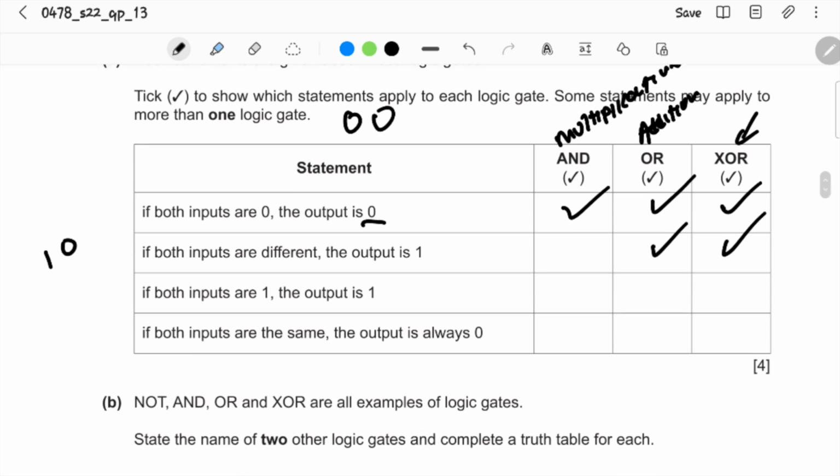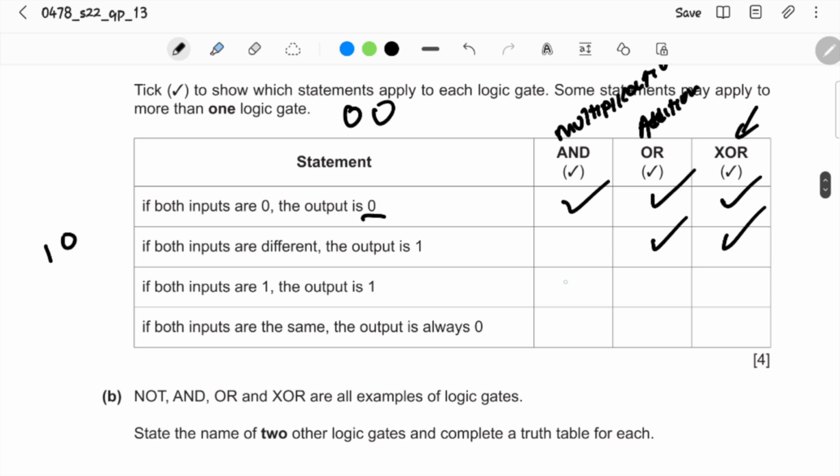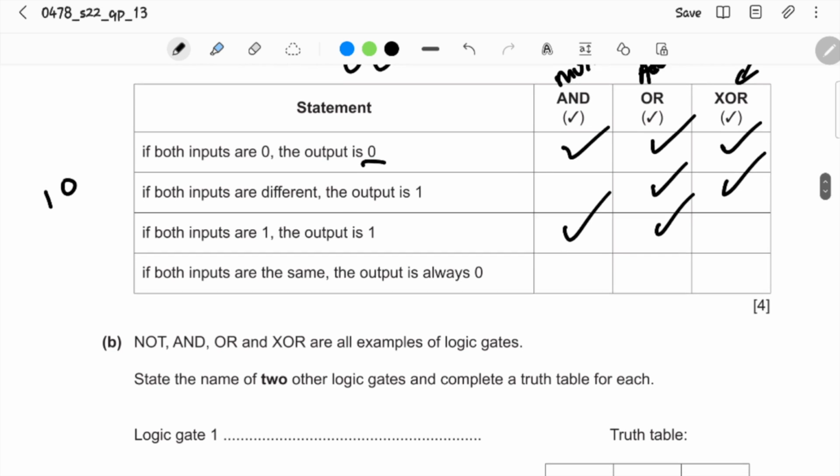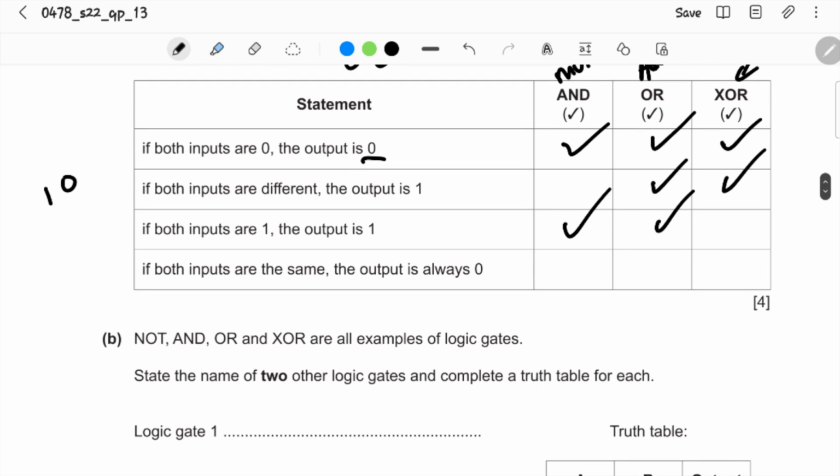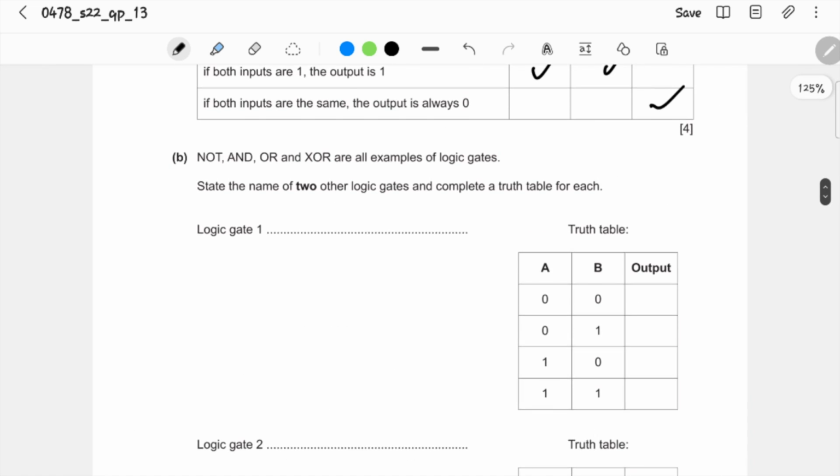Yeah, that makes sense. If both inputs are 1, then AND gate is 1, OR gate is also 1, XOR gate is not. It will be 0 for a XOR gate. If both inputs are the same, the output is always 0. That's only for XOR gate. No, you cannot say for the rest.